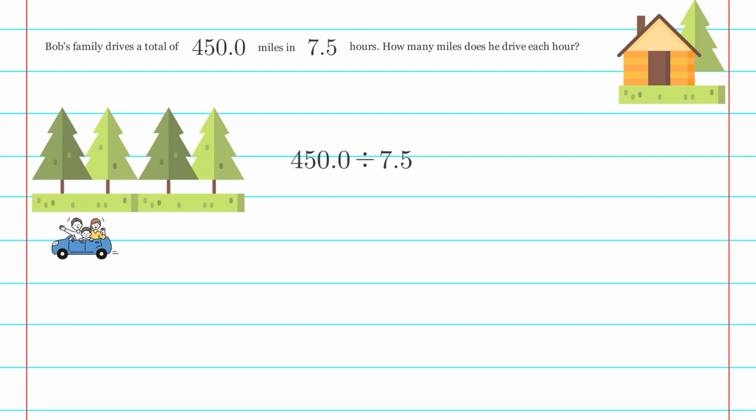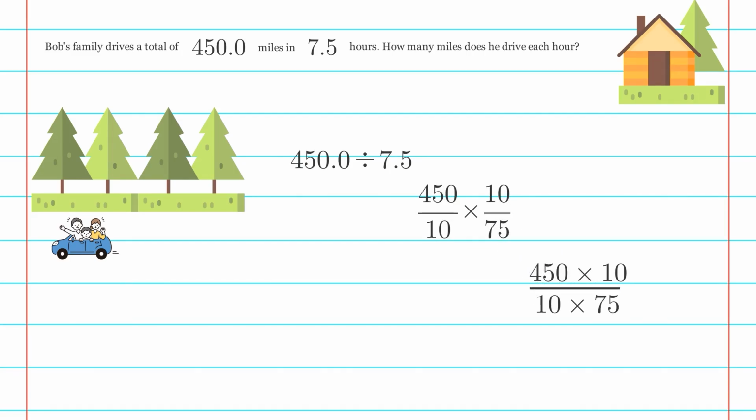As before, we convert the decimals to fractions and division into multiplication by the reciprocal technique. Grouping the numerators and the denominators, we have 450 times 10 over 10 times 75. After cancelling the like terms, we get 450 over 75.